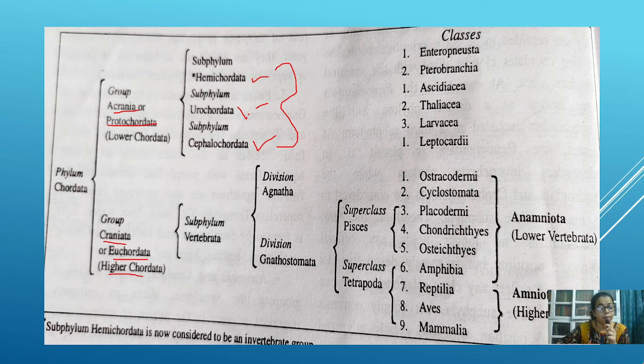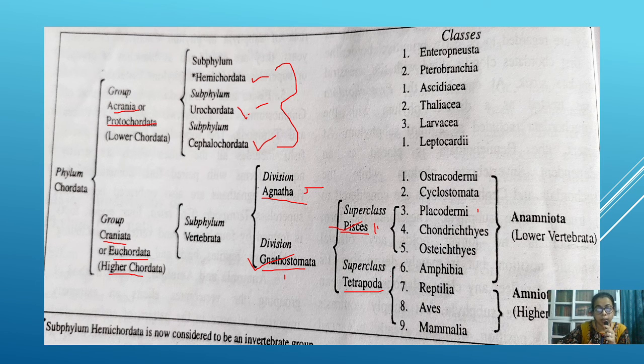And next we have been discussing the vertebrates, which are broadly divided into two types, that is Agnatha and Gnathostomata. Agnatha are the jawless vertebrates and Gnathostomata have jaws. Again, the Gnathostomata are divided into two superclasses, that is Pisces, which we call fish, and Tetrapoda. Pisces we have already discussed in detail. Placodermi are the extinct form. Chondrichthyes are the cartilaginous fishes and Osteichthyes are the bony fishes.